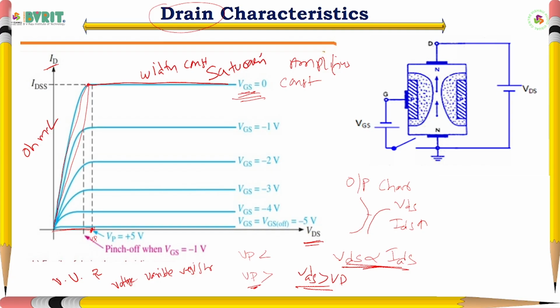This is about the transfer and drain characteristics of JFET. You need to remember two points. While getting the transfer characteristics, VDS is constant; it is the graph between VGS versus IDS, where VDS is constant. And the drain characteristics are the graph between VDS versus IDS, where VGS is constant. So this is about drain and transfer characteristics of JFET.